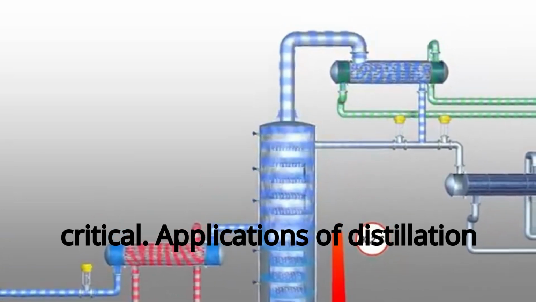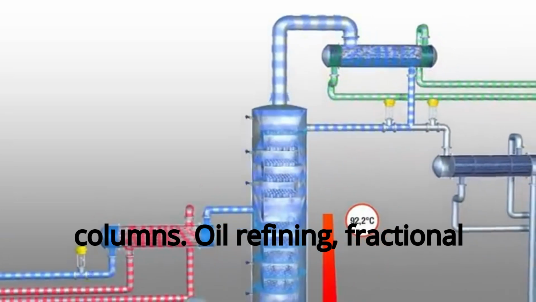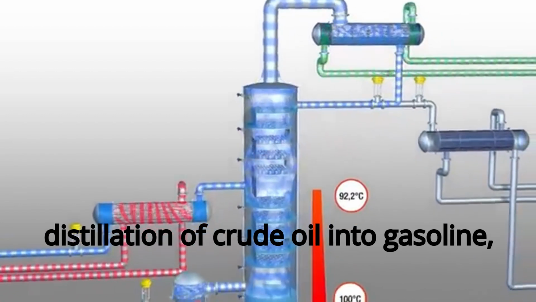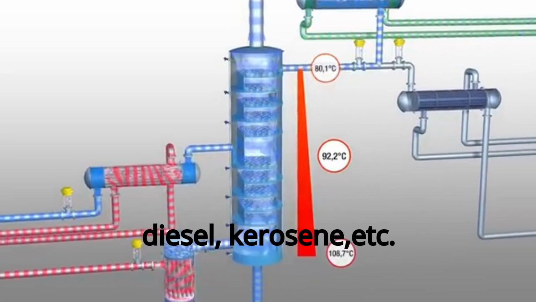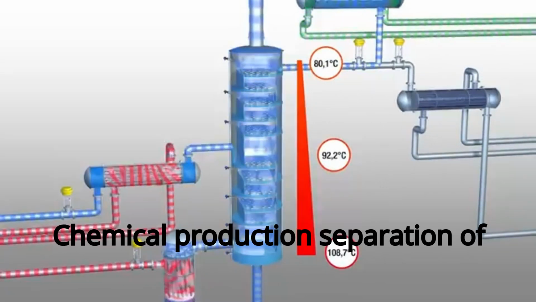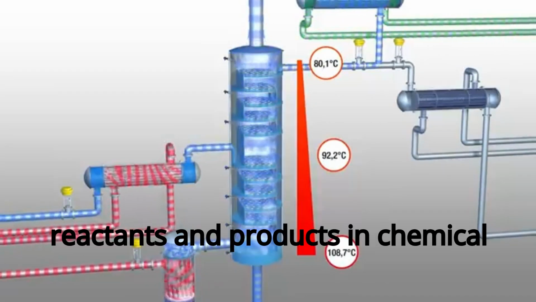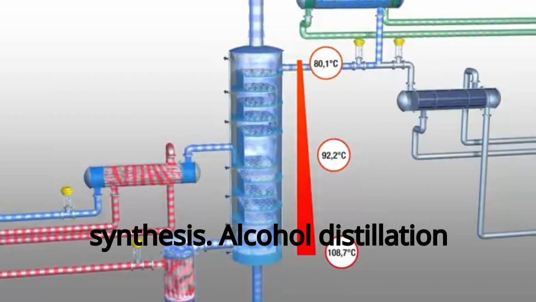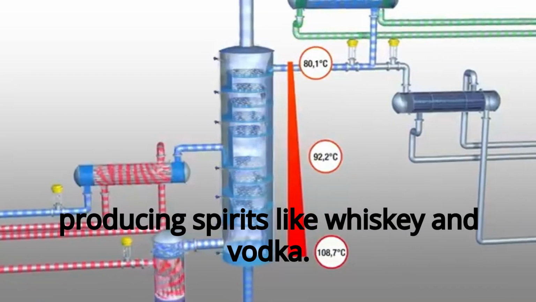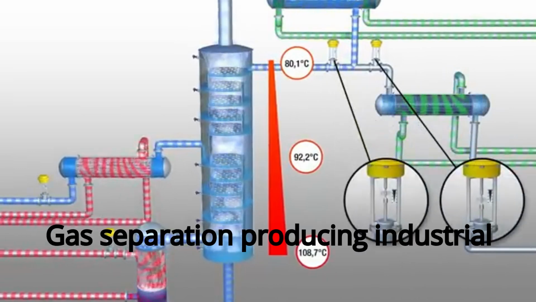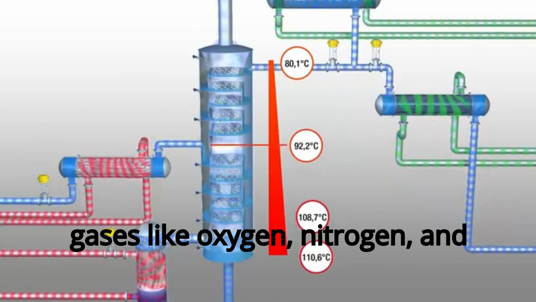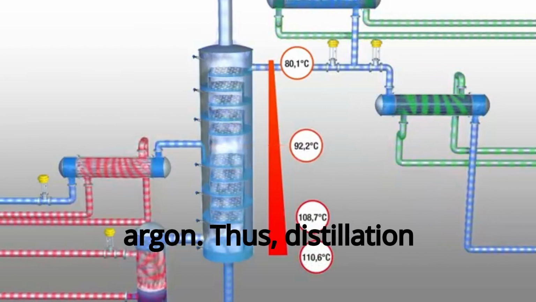Applications of distillation columns. Oil refining. Fractional distillation of crude oil into gasoline, diesel, kerosene, etc. Chemical production. Separation of reactants and products in chemical synthesis. Alcohol distillation. Producing spirits like whiskey and vodka. Gas separation. Producing industrial gases like oxygen, nitrogen, and argon.